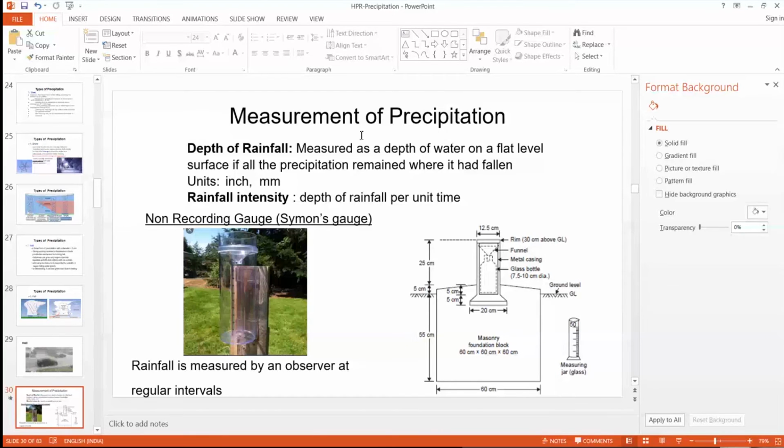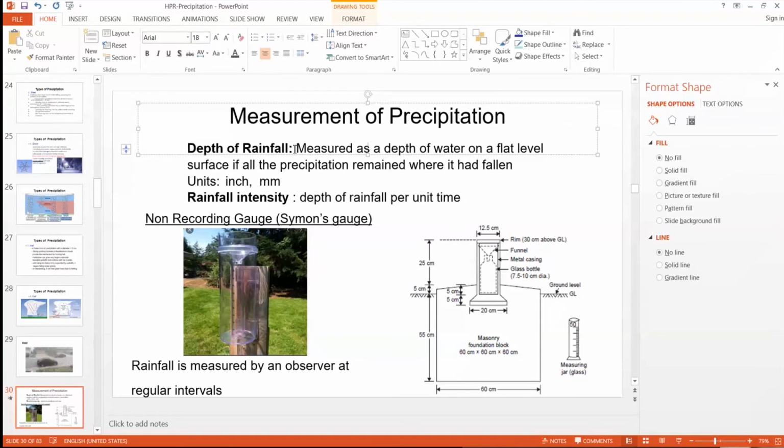To design stormwater drains, bridges, dams, etc., we need to measure the amount of rainfall we are receiving. Generally, the measured precipitation is called depth of rainfall. So what is depth of rainfall?